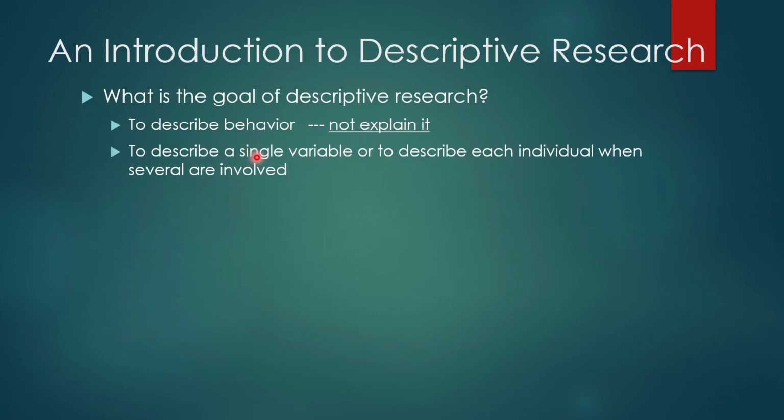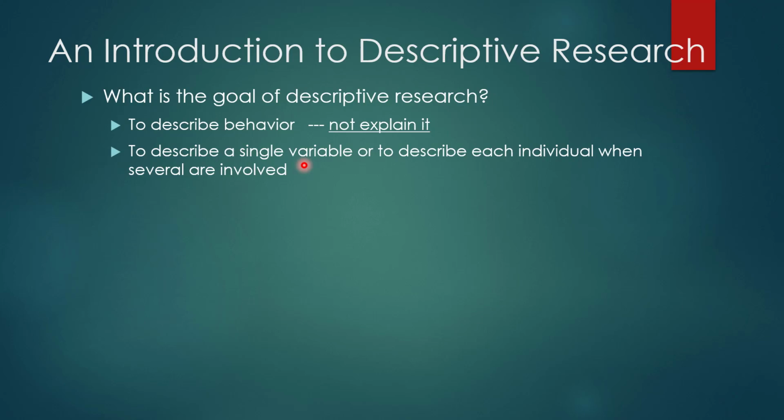It's looking at a single variable or describing an individual when there's multiple individuals involved. So again, it's measuring things as they exist naturally and not the relationship between the variables, which is what we discussed in Chapter 12 on correlations, where correlational studies look at the relationship between variables. Here, we're just describing the variables and typically a single variable.